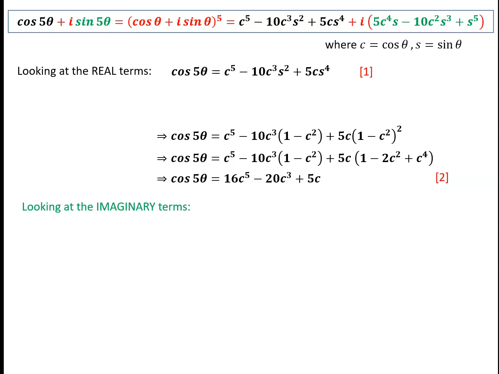Doing a very similar thing with the imaginary terms, to obtain an expression for sine 5 theta, we can obtain sine 5 theta equals 5c to the 4 s minus 10c squared s cubed plus s to the 5.